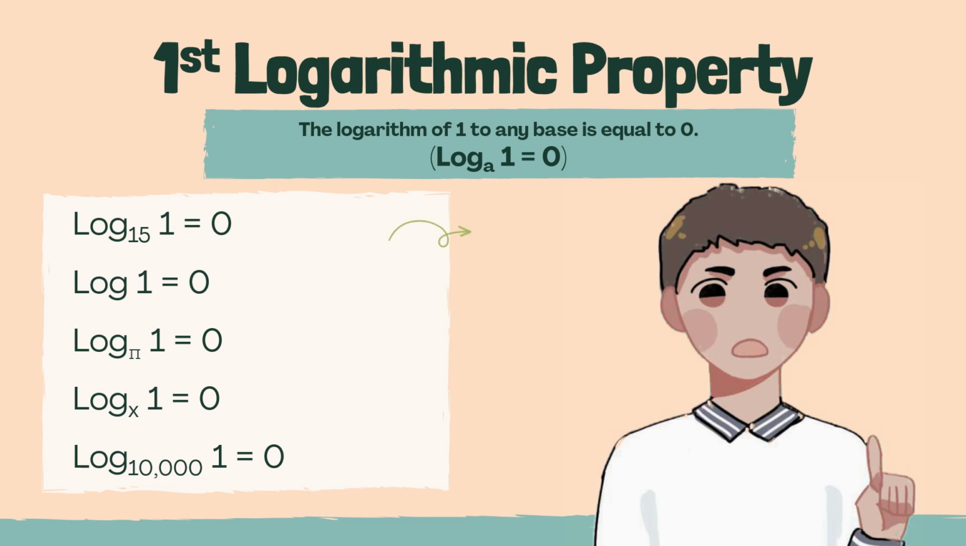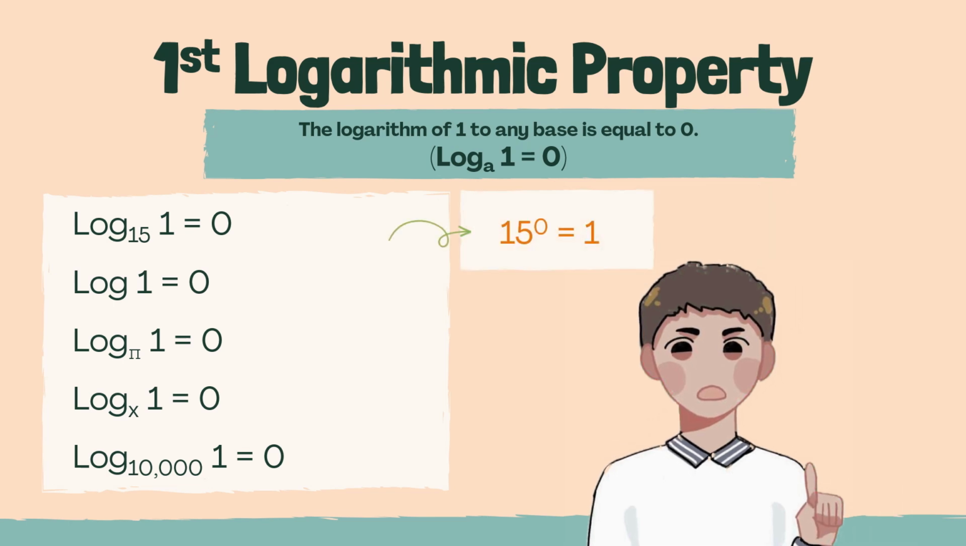If you were to convert this into exponential functions, 15 has the exponent of 0, meaning that every number with an exponent of 0 is always equal to 1. Same goes with the second example, a common logarithm.